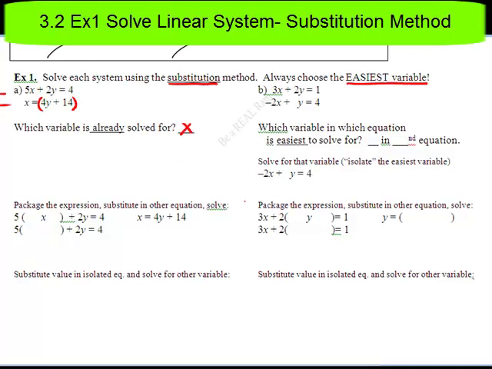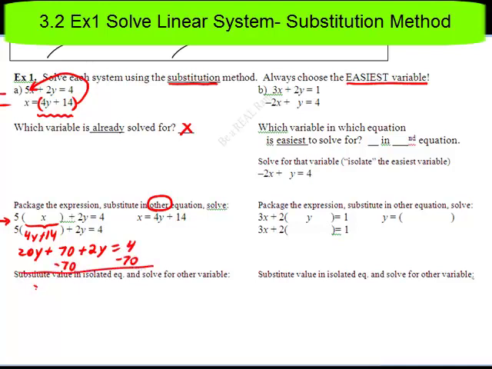So what we do is we substitute this expression into, this is the key word, into the other equation. So we're going to substitute that expression 4y plus 14 into the other equation. So here's the other equation. We're going to take x and substitute 4y plus 14. Let's go ahead and multiply that out. Let's subtract 70. You get 22y is negative 66. So y is negative 3.